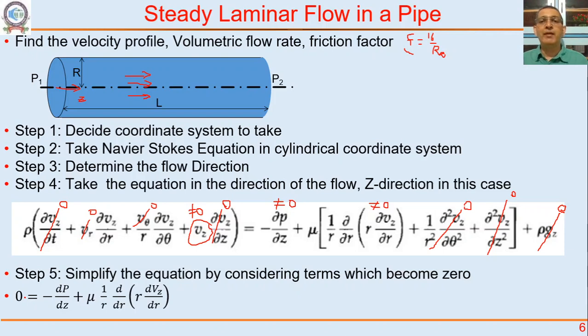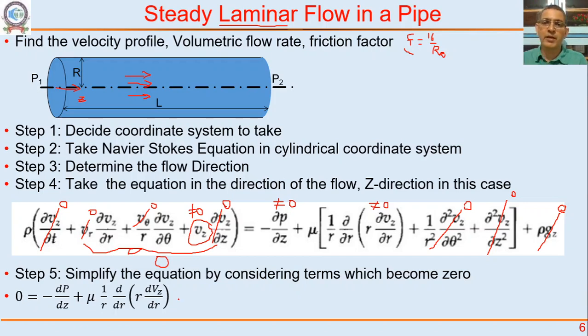So our equation now becomes 0 on the left hand side, or we could have simply said that flow is laminar, which means Reynolds number is small. Recall the scaling that we did. Reynolds number is small means all convective terms become 0. So 0 on the left hand side, steady state. So minus dp by dz plus mu 1 by r del by del r of r dVz by dr. Okay.